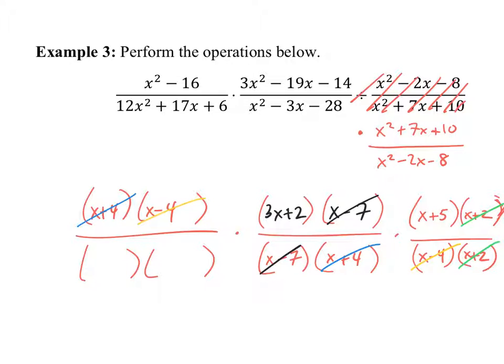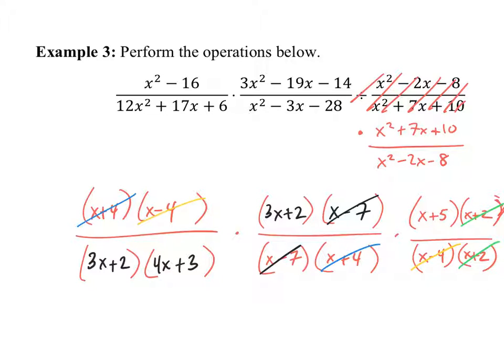We could try it out first, though. So let's try it and see. If we put 3x plus 2 here, it means this has to be a 4x. Again, 3x times 4x is 12x squared. Well, 2 times what gives me 6? 3, right? So this has to be a 3. Let's see if that works out.